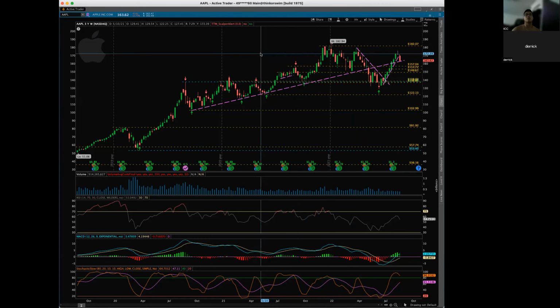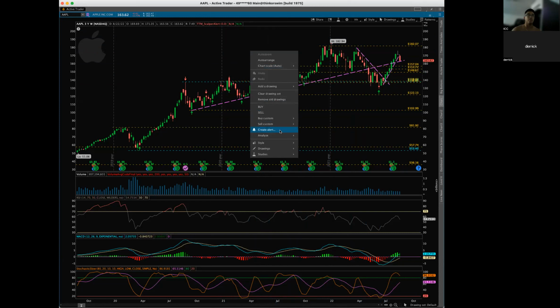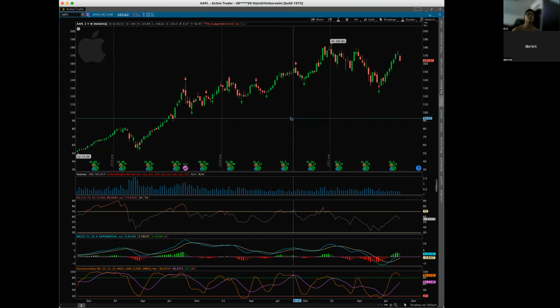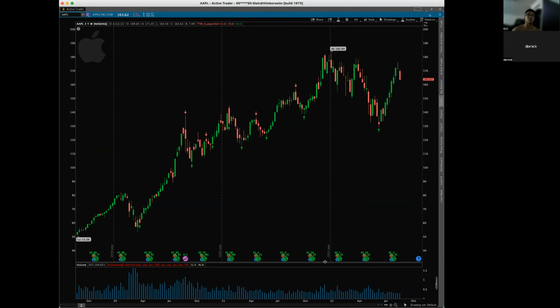All right, so just to give you a brief rundown of how I chart every single stock, let me first clear this drawing set if it will allow me to. Okay, perfect. So I'm going to just remove my indicators. Okay, so it's a nice clean chart.